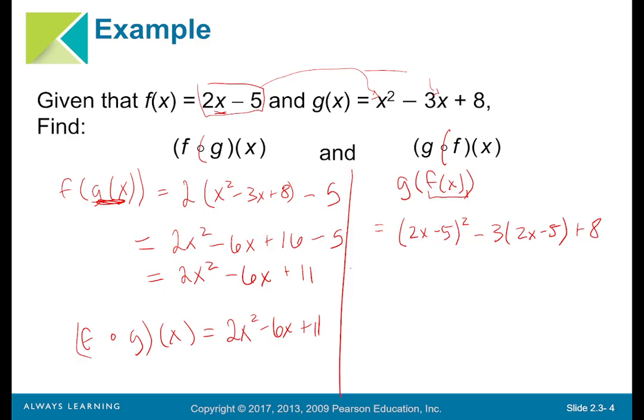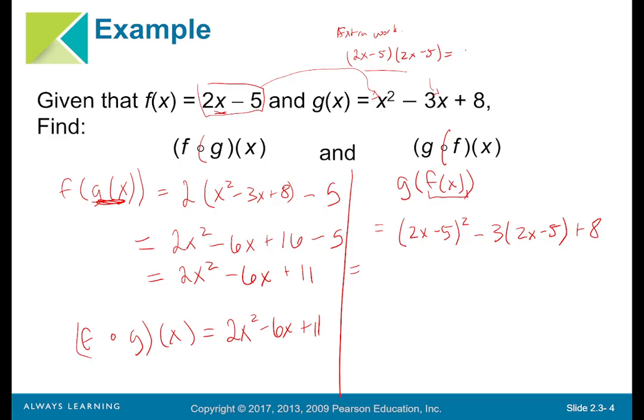So now we have to simplify this. And for this first term, we have to FOIL it. I like doing these as little aside jobs, so I'll write it right at the top here as extra work. We're looking at 2x minus 5 times 2x minus 5. I know I couldn't do this in my head, so I suggest you write it out as well.